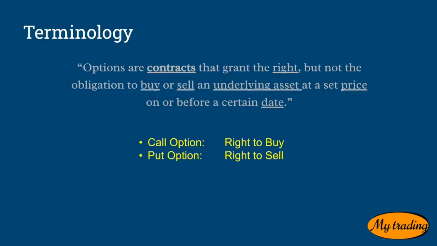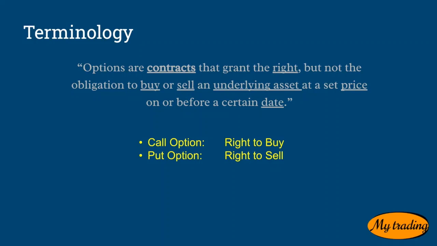You might remember in our very beginning intro to what an option is, there was this terminology from Investopedia. It said options are contracts that grant the right but not the obligation to buy or sell the underlying asset at a certain price at a certain date. A call option is that right to buy and the put option is the right to sell. So that is the primary difference.